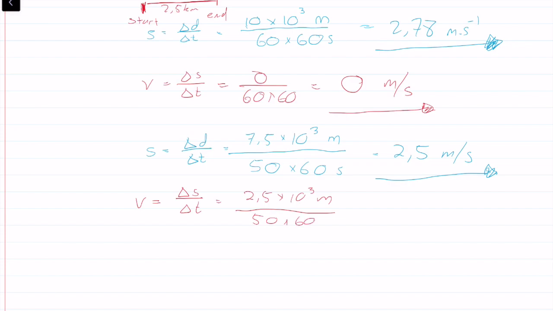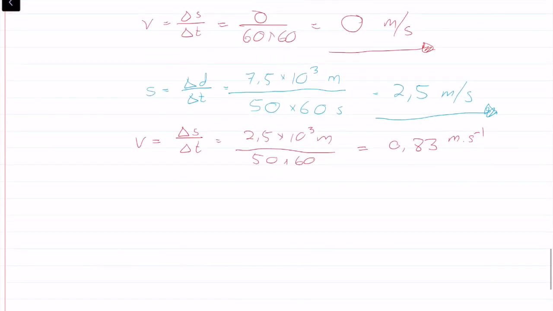If I put that into my calculator, I get a velocity of 0.83 meters per second, and this came out positive, so that means it's 0.83 meters per second right. That is my average velocity. So you need to take into account the direction.